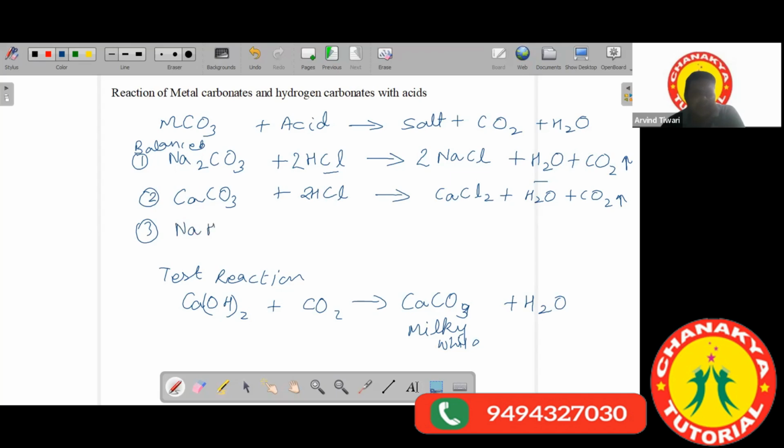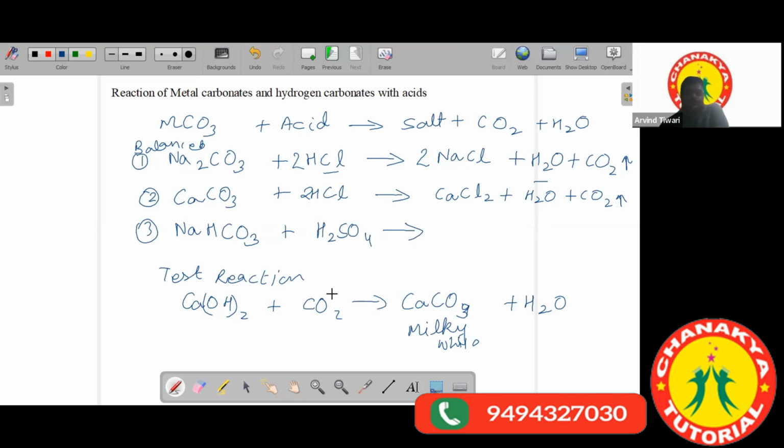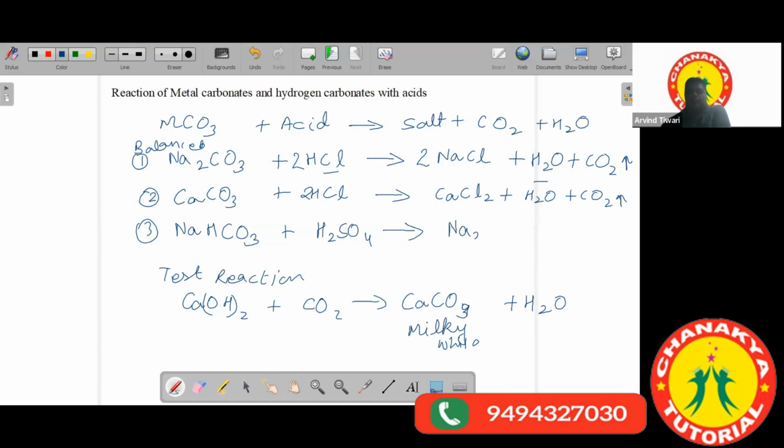You have NaHCO3, sodium hydrogen carbonate, when it reacts with sulfuric acid. Write down, complete the reaction. Sodium hydrogen carbonate, NaHCO3, reacting with sulfuric acid, H2SO4. So what will be the product? What product we get here? NaSO4 plus... Is the formula correct? Na2SO4 plus H2O plus CO2. Okay. We'll get here Na2SO4, sodium sulfate, and water, and carbon dioxide gas will be produced. Now we can balance this reaction.